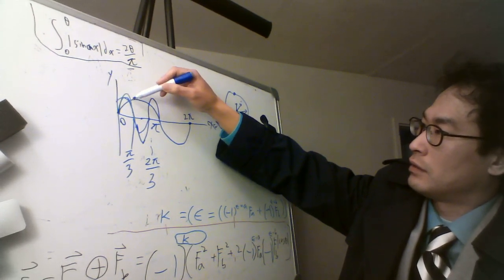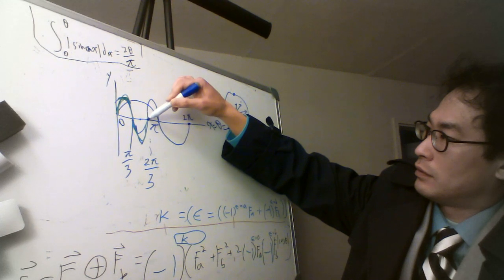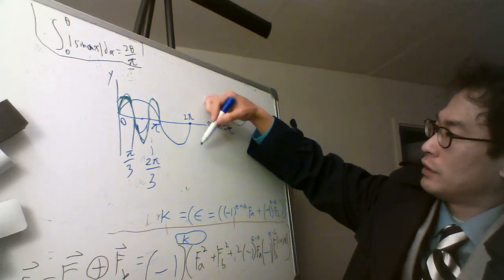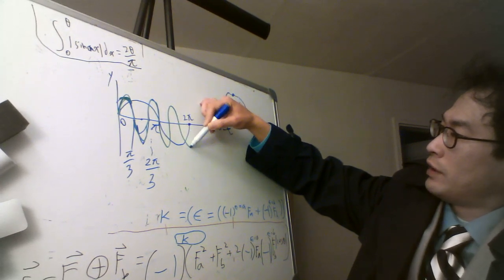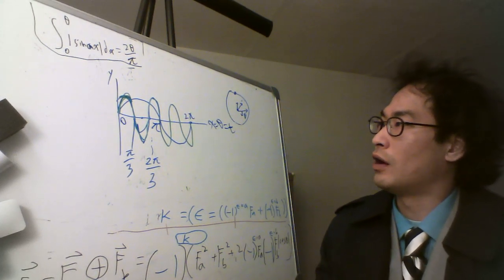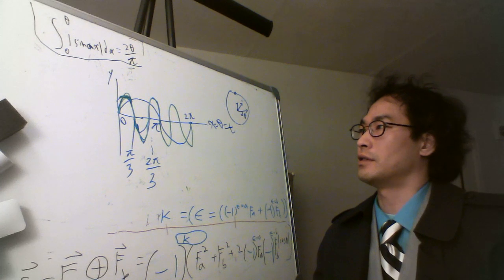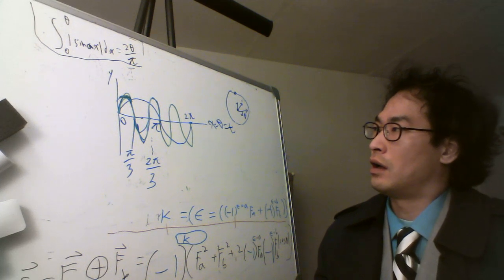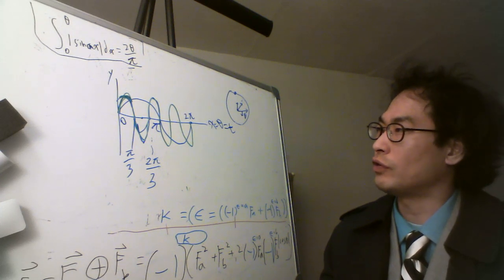Then you have 1, 2, 3, 1, 2, 3, okay? So you have 6 of them, okay? This flap, okay? Upper flap, lower flap, okay? 3 upper flaps, 3 lower flaps. High and low, okay? 6 of them, okay? Okay. So we got the correct picture here.